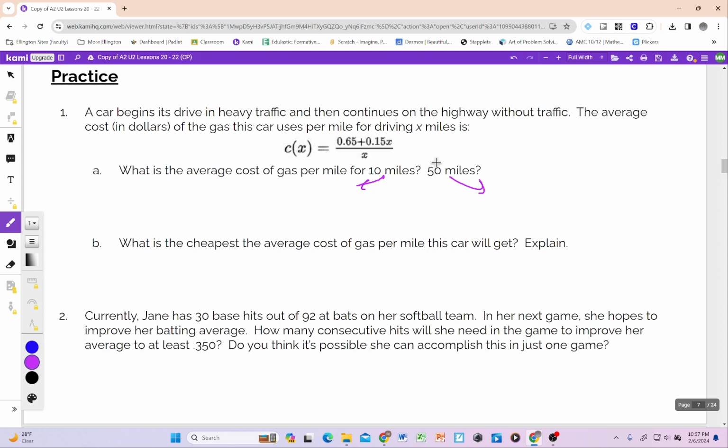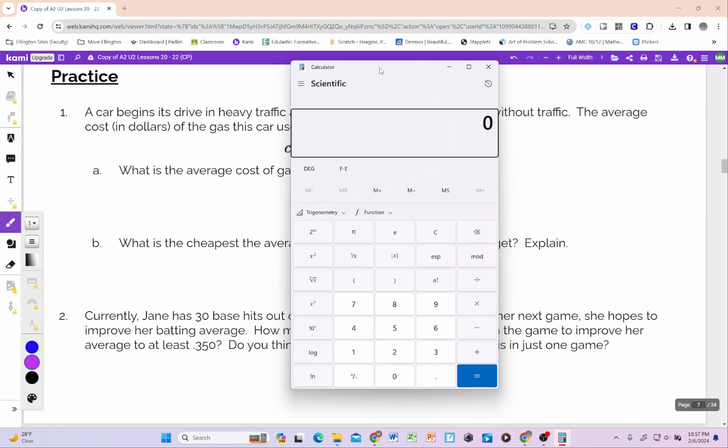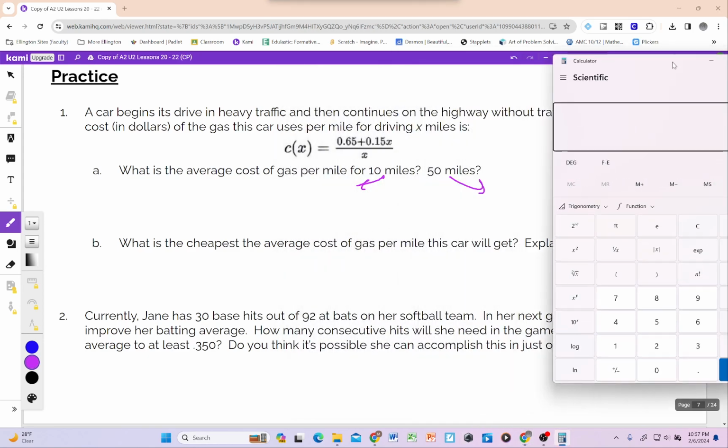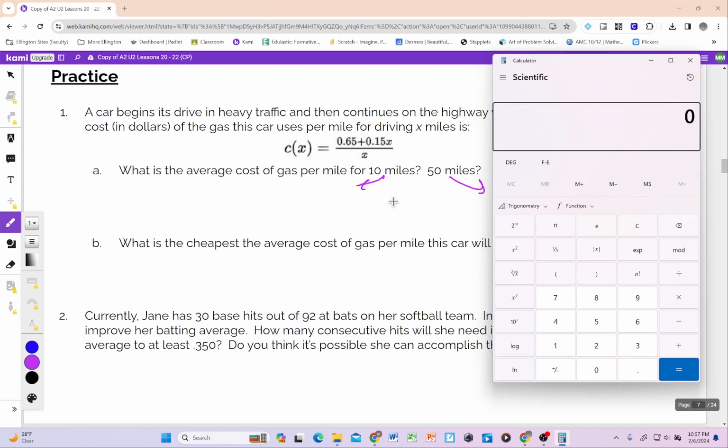All right, whether or not you paused or continued, that's okay. Let's finish the problem out, right? So for 10 miles, what's going to happen? Well, let's just use the calculator. Oh, did I close it? I closed it. There we go. Oh, get back here, calculator. Okay, so 10 miles, right? Well, 0.15 times 10, which I do.